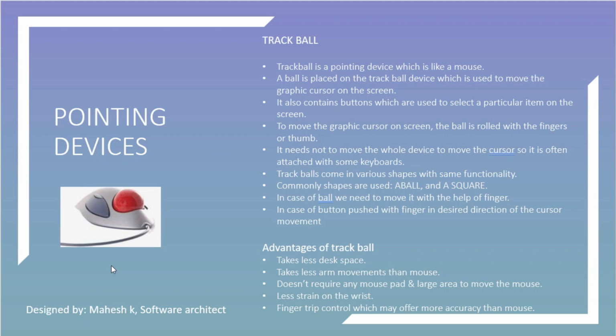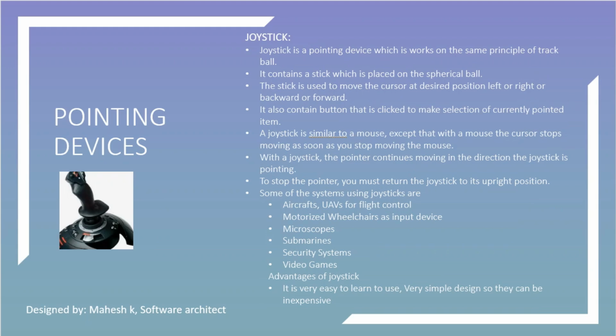What is the advantage of the trackball? It takes less desk space because its size is very small. It takes less arm movement than a mouse. It does not require any mouse pad, a large area to move the mouse. There is less strain on the wrist, and fingertip control may offer more accuracy than a mouse. So it is a good and easy to use pointing device.